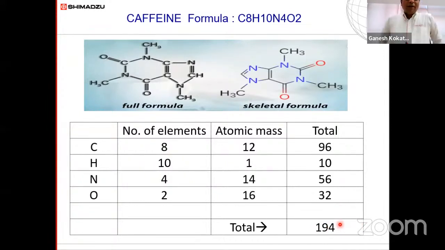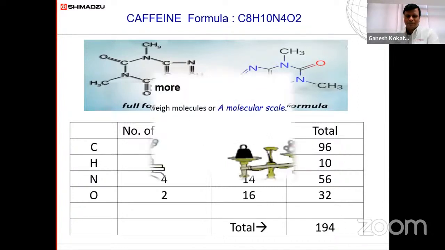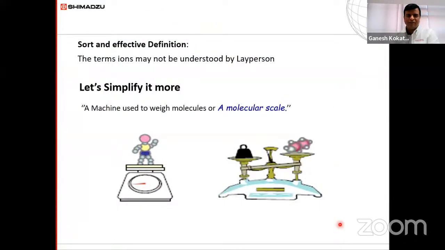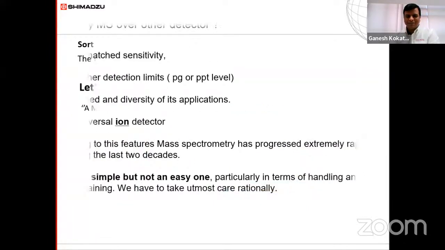When we are talking about LCMS, the molecule may get protonated or deprotonated. So you will get the mass either in the form of M plus H or M minus H. So the caffeine molecular weight you will get as either 195 or 193. In simple language, we are just doing the weighing of your molecule. So molecular scale is all about LCMS.